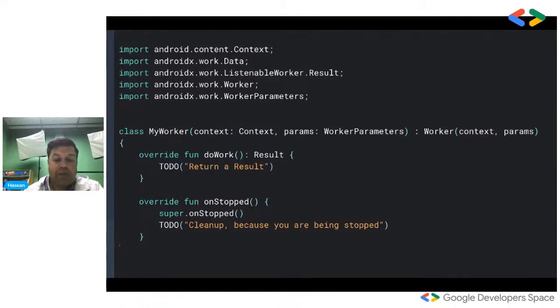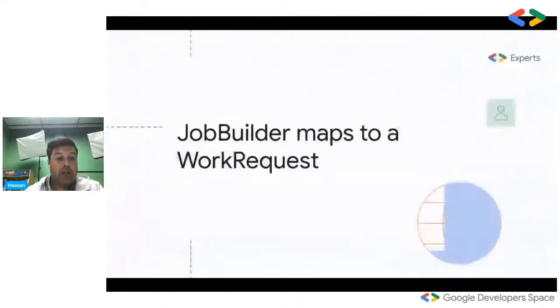There's also an onStopped callback, which is usually called when the constraints are not met. Let's say you have a constraint that Wi-Fi should be there, and Wi-Fi is not there, then you will get this callback, or you will also get this callback when you cancel by yourself.